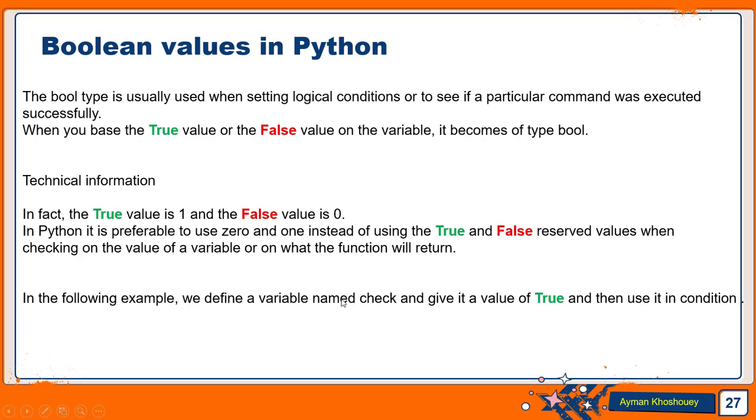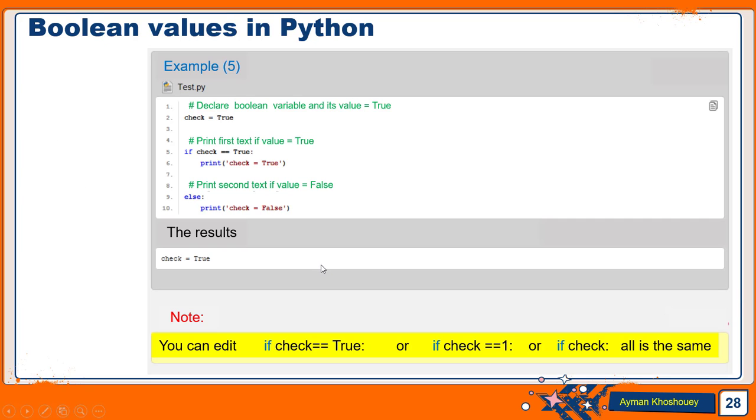Boolean value in Python. As you know, Boolean equals true or equals false, or equals 0 and equals 1. If you get a Boolean variable true, it is similar to 1. If you get a Boolean variable false, it is equal to 0. You can use each of them. This is an example.